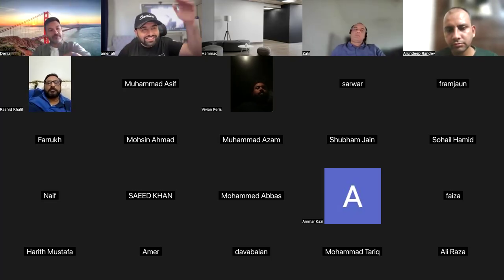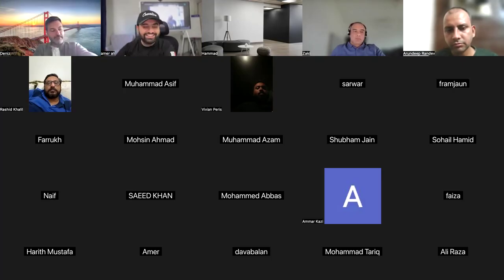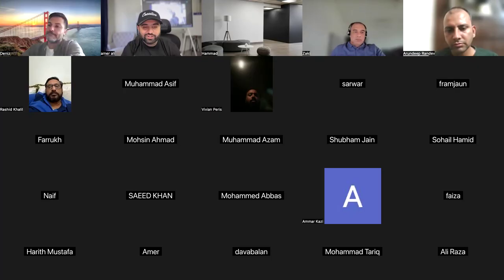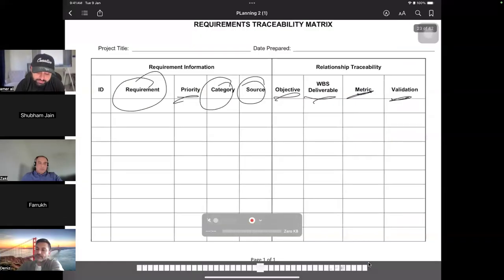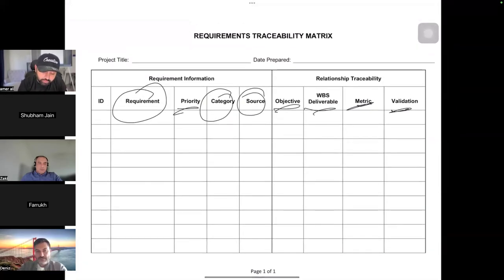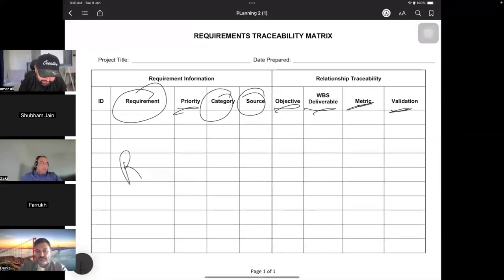Every single thing in detail will be in the scope baseline. Okay, let's go into requirement documentation. Then we discuss requirement traceability matrix. This is another thing, and it will be for the product: requirement traceability matrix, requirement documentation, plus the requirement management plan.